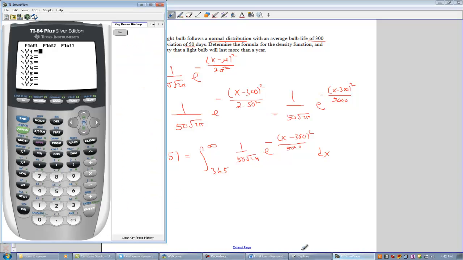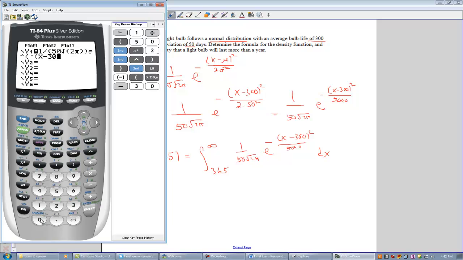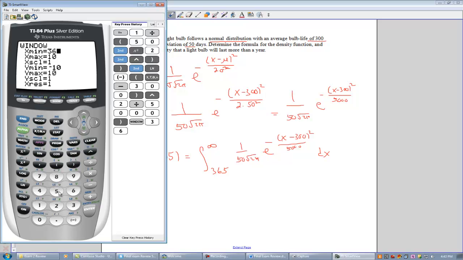I don't want to do this by hand. I'm going to use my calculator to do this. So hit y equals, and then put in the integrand. So 1 divided by, left parenthesis, 50 second square root of 2 second pi, in parenthesis, second ln to get the e to the button there. And then I have a negative, left parenthesis, x minus 300, right parenthesis, raised to the 2, divided by 5,000, all in parenthesis. My window is going to go from 365 up to a really large number. So let's do 10,000 days. That's pretty big. And then do zoom fit.